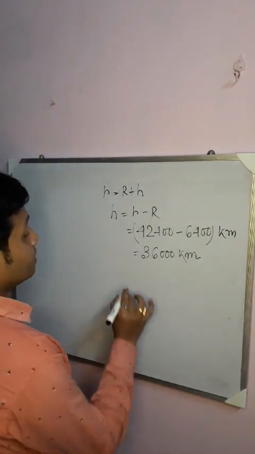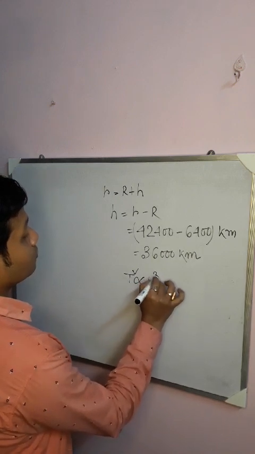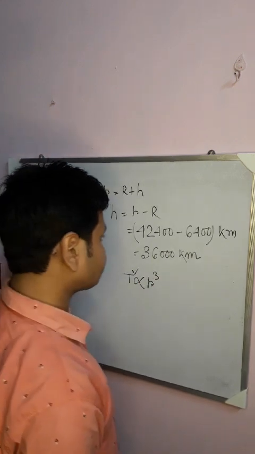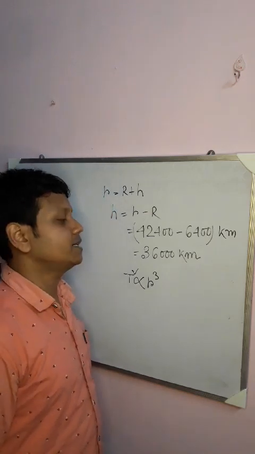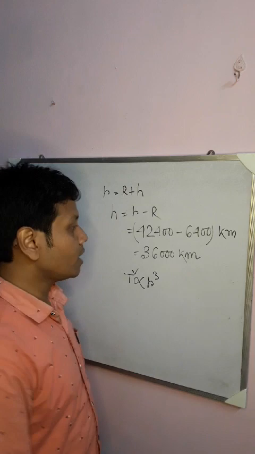And again, previously we saw that t square is also proportional to r cube. That means like an ordinary satellite, a geostationary satellite also obeys Kepler's third law.